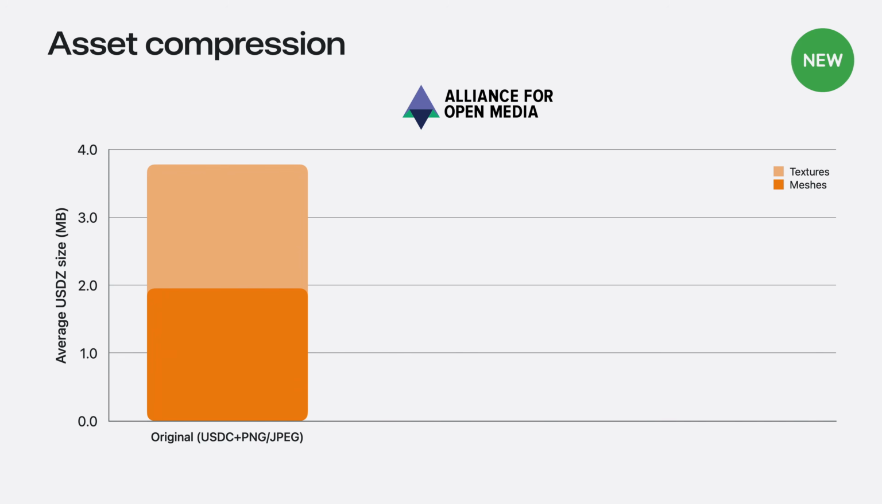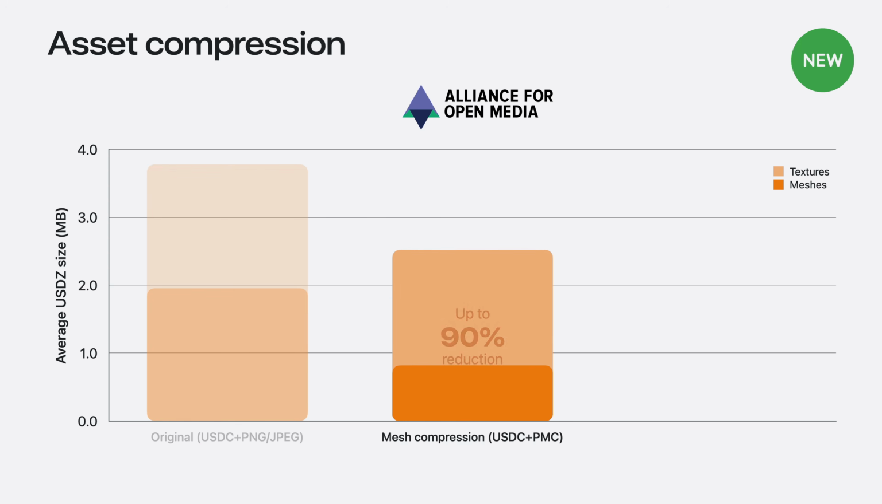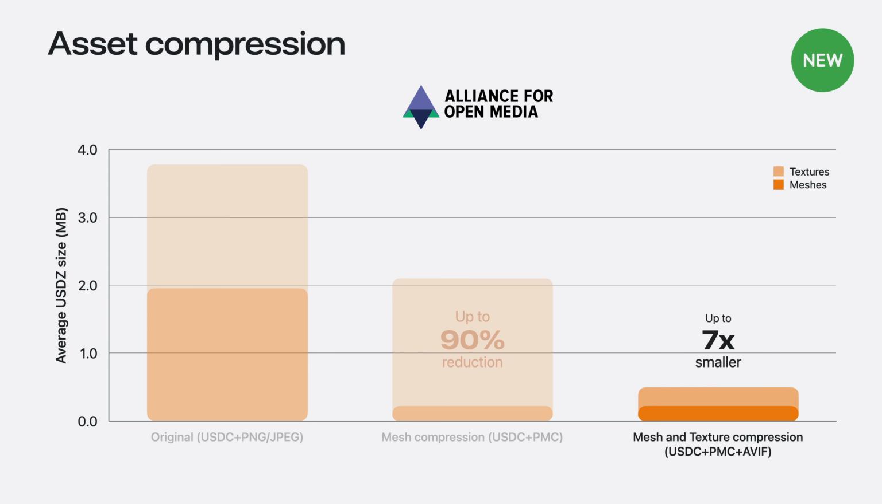In collaboration with the Alliance for Open Media, we have added support for a state-of-the-art mesh compression codec, capable of reducing mesh sizes by up to 90%. Combined with our existing texture compression using AVIF, the numbers speak for themselves. The average asset is now 7 times smaller without compromising visual quality. Smaller assets mean faster delivery, lower storage cost, and a better experience for users across every platform.